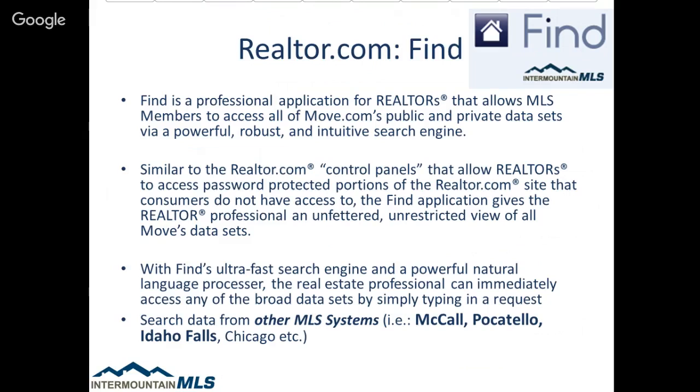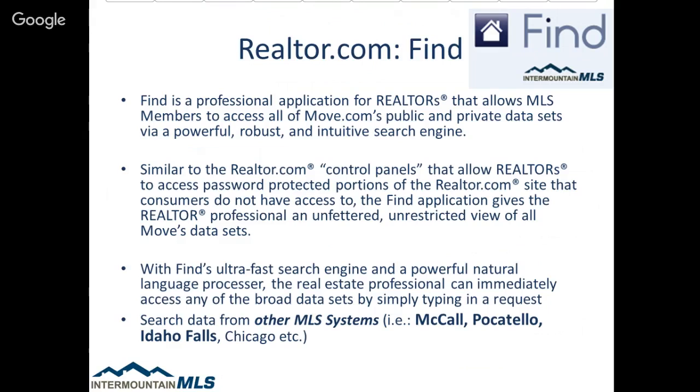Realtor.com Find. So Find is the agent side of Realtor.com. Any listings on Realtor.com you can pull up and find. And when you're looking at a listing, there's an icon on the full detail that opens that listing up in Find. There's community reports that Find has as well. It's very Google-esque in its search. You don't have a lot of different search items like Paragon does.